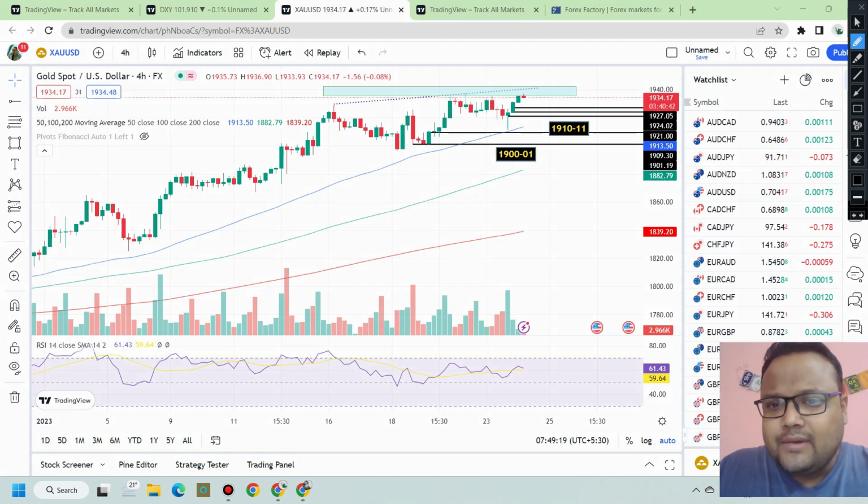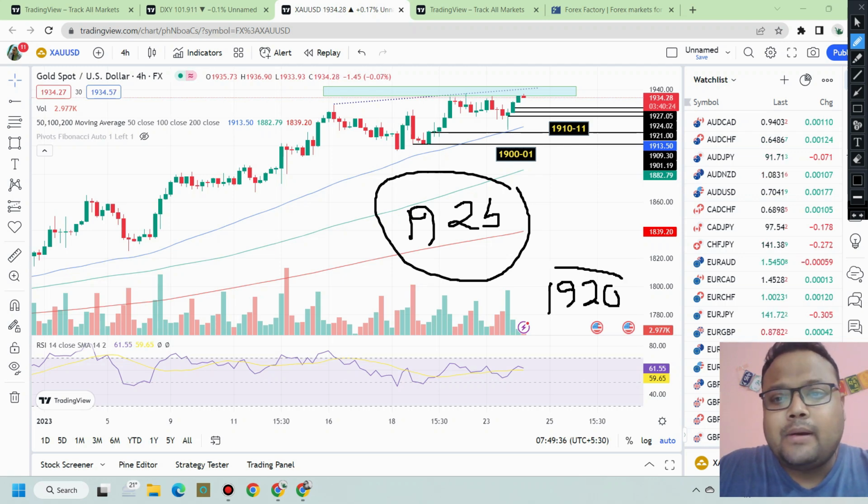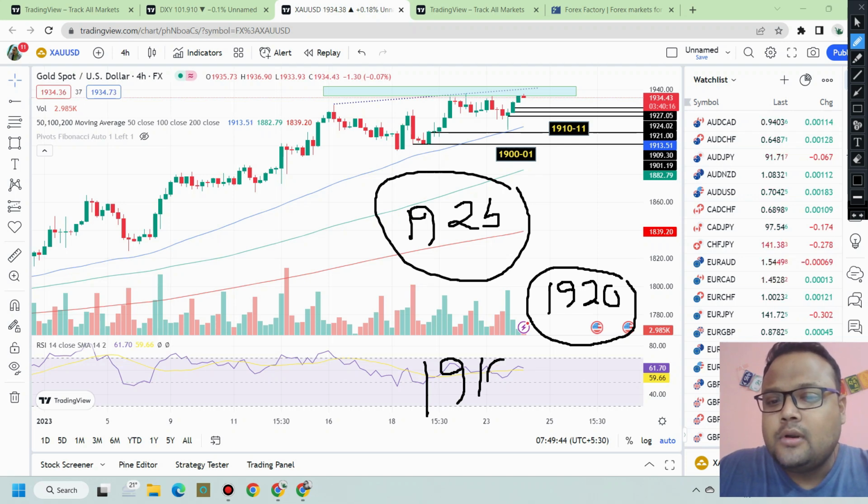Around 4 to 5 days ago, we talked about the support level around 1924, and we saw market bouncing from 1923 level. It was a good trade. Then we talked about the support around 1920 and we saw a perfect bounce from 1920. Then in the video on Saturday, we talked about the support around 1910, 1911, that particular range, and we saw a perfect bounce on Monday as well. So my dear friends, our levels have been working very nicely, perfectly so far.